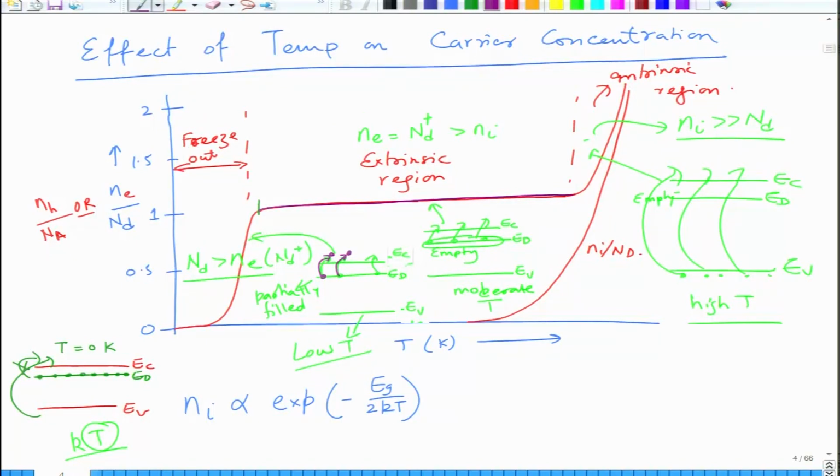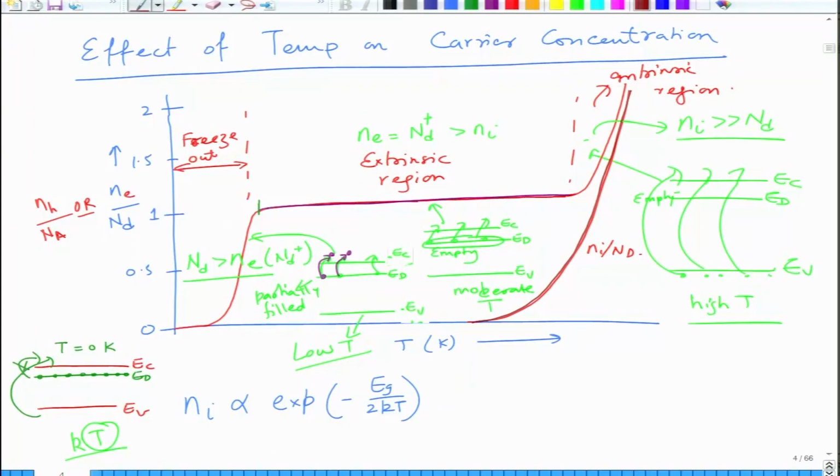Within this range, once all the donor atoms lose their electrons, there is nothing more to come. As a result, the electron concentration stays flat, and you are not able to increase it substantially until you reach a certain temperature, beyond which Ni increases fast enough. If you look at the lower curve, this is the intrinsic part. So these two curves, the top and the bottom, are competing with each other.